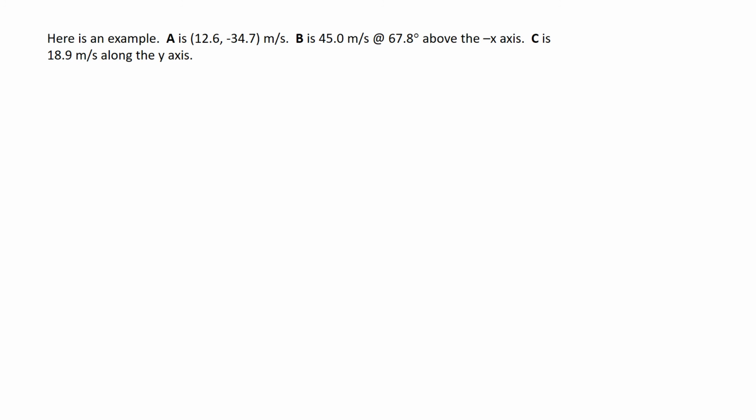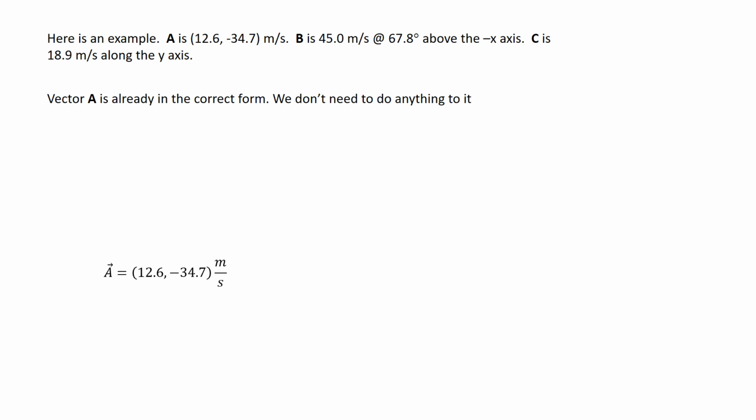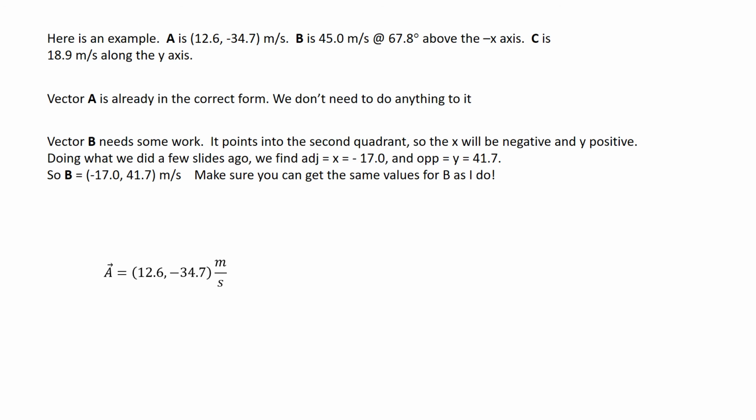Here's an example. Vector A, 12.6, minus 34.7 meters per second. Vector B, 45.0 meters per second and 67.8 degrees above the negative x-axis. Vector C is 18.9 meters per second along the y-axis. Vector A is already in the correct form. Don't need to do anything about it. So there's my vector A. B, I got to do some work.